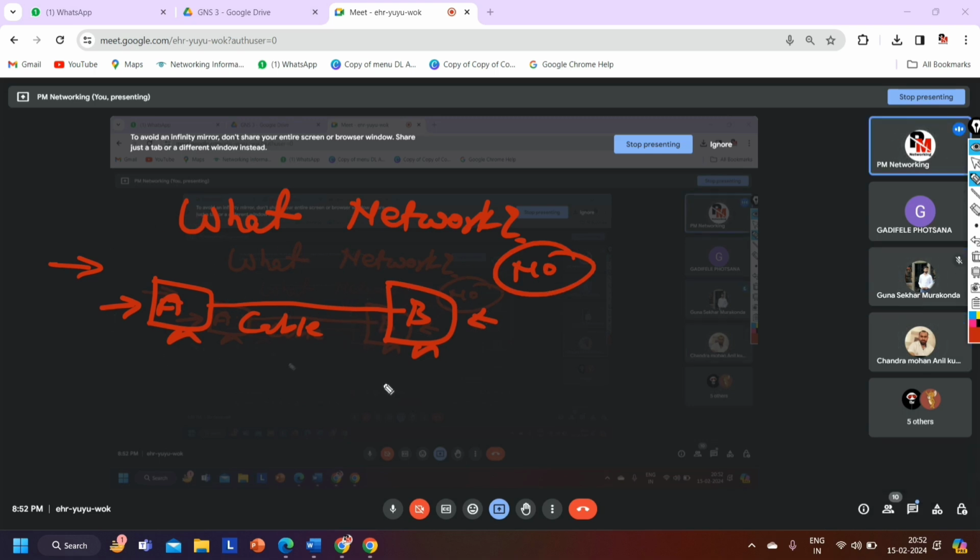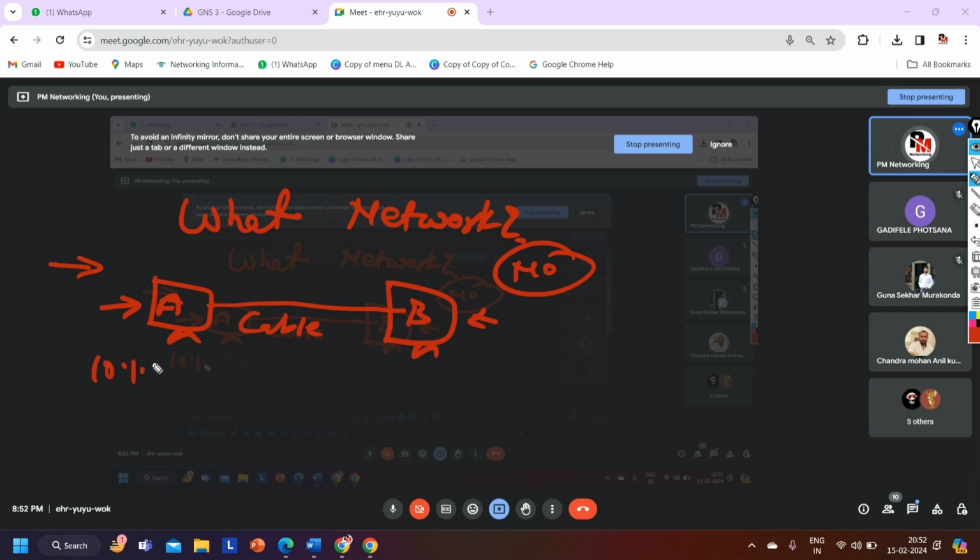See, the group of networking devices which are connected together so that they can share information and resources, that is called network. Until and unless these two computers are able to exchange information, are able to communicate with each other, we can't say this is a network. Network means both devices are able to communicate with each other, right?